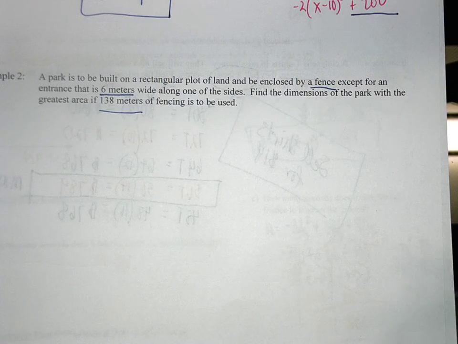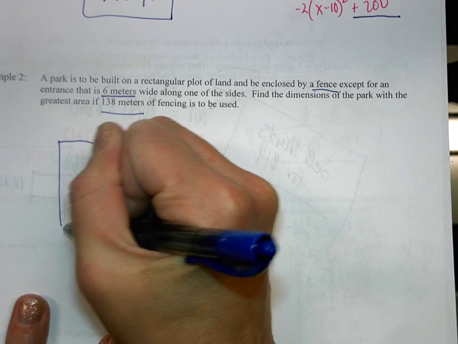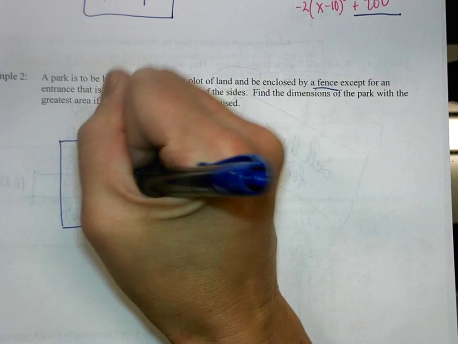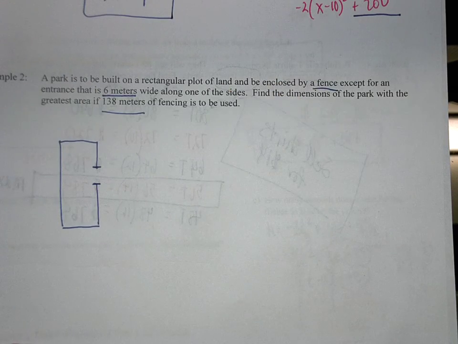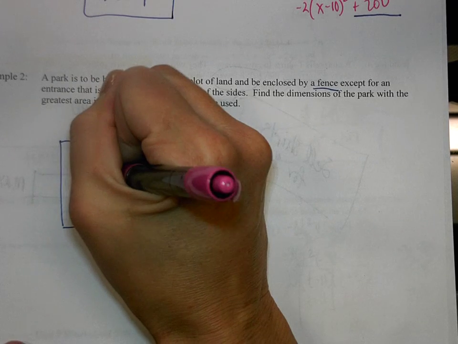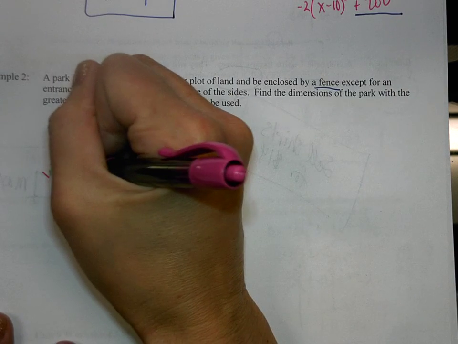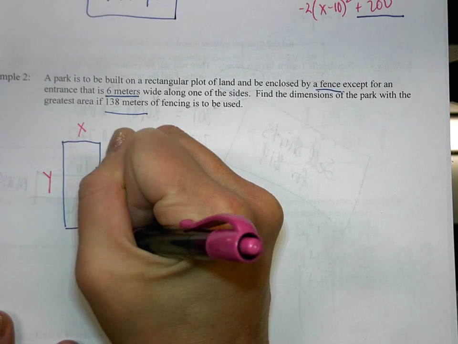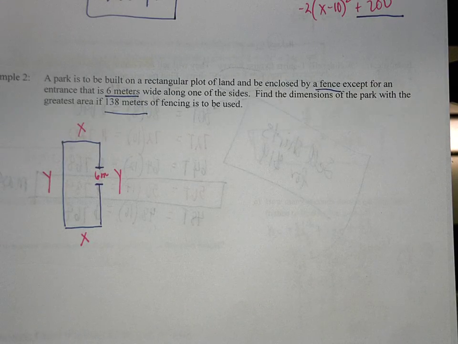So I'm going to draw a rectangle like this again. Notice I have an open space here, and that open space is going to be 6 meters. Now we still have the distance of this side is going to be y and y, and the distance of this side is going to be x and x. So I'm going to include this as y, but then I'll end up having to subtract the 6 out. Does that kind of make sense?